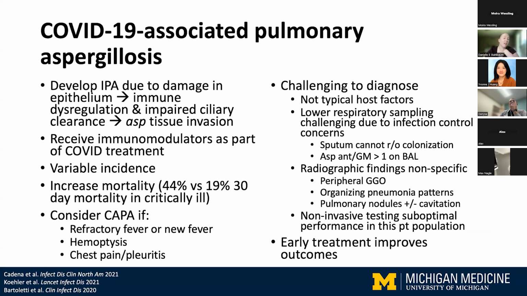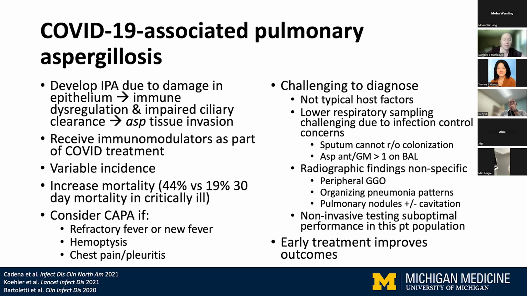Highlighting a little bit more the COVID-19 associated pulmonary aspergillosis. As I mentioned with the viral illnesses, damage to the epithelium leads to dysregulation and impaired ciliary clearance, and colonization of the Aspergillus then leads to tissue invasion. Higher risk because they're often receiving immunomodulators as part of their COVID treatment, such as Decadron or tocilizumab or baricitinib. Variable incidence with this, and it's kind of hard to study given there's so many other confounding factors going on in patients with COVID, particularly if they're in the ICU.